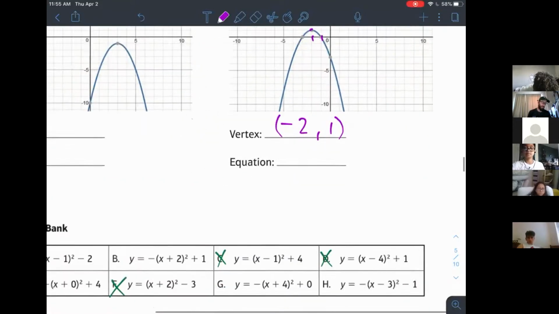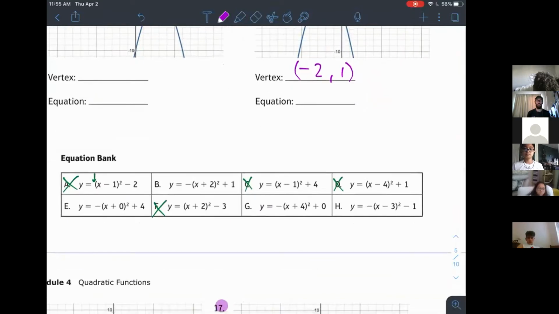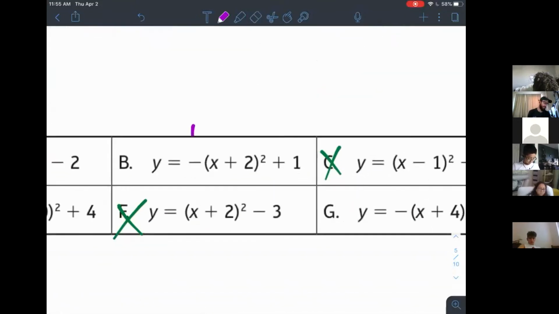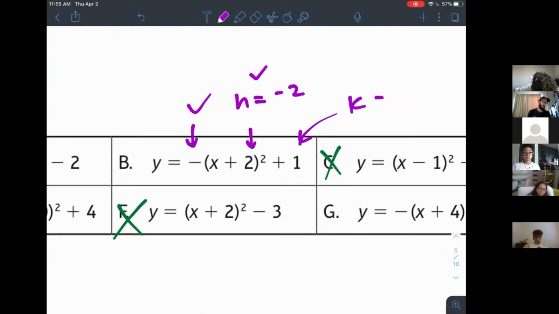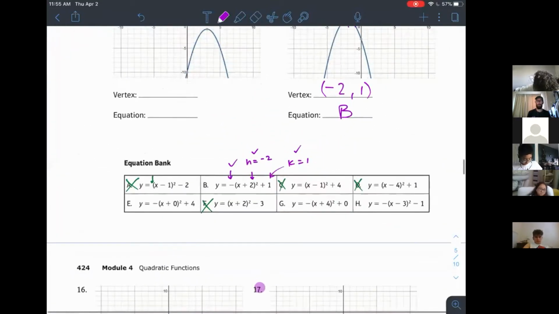Which of these equations have an H value of -2 and a K value of +1? Good call, Andrew. B, because look, it opens downward, check. H value is -2, check. K value is +1, check. Three for three, has to be equation B.